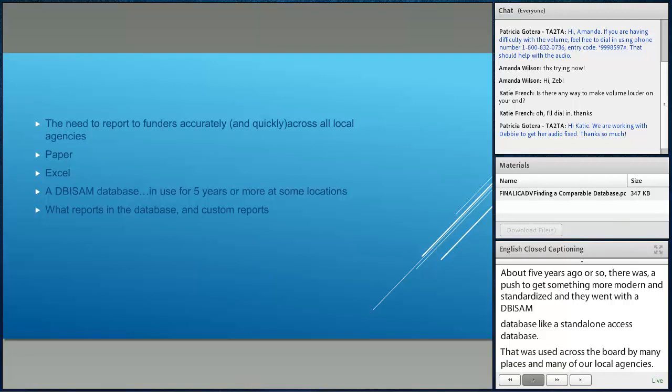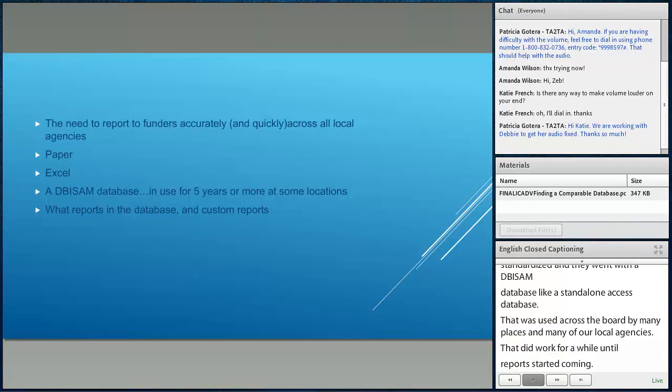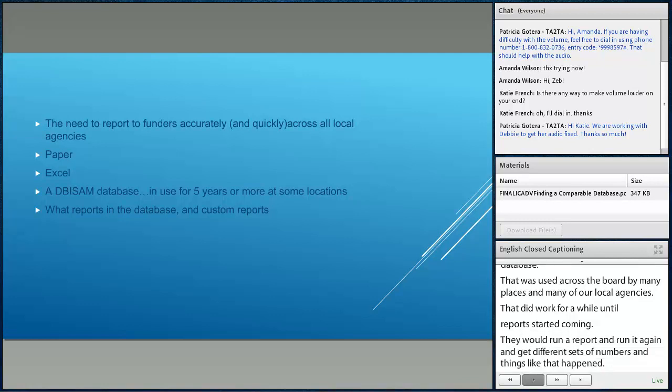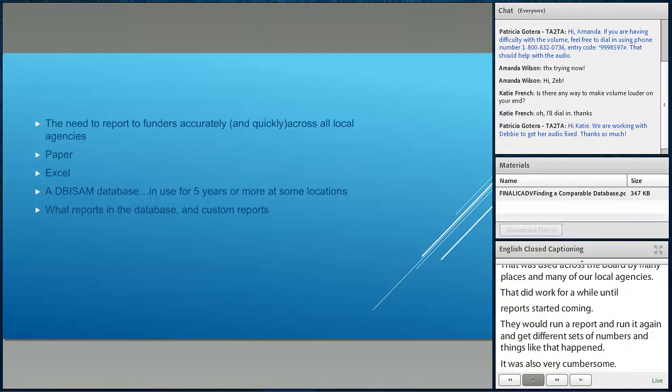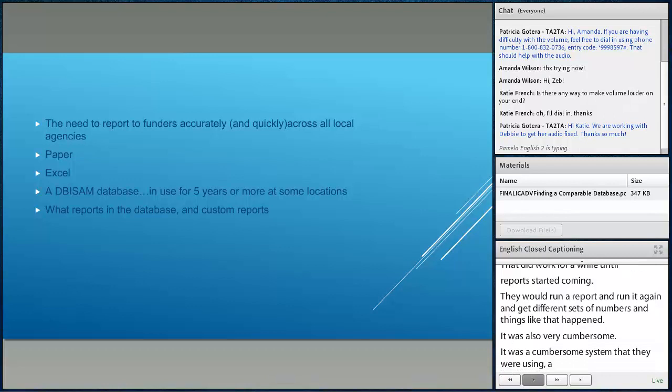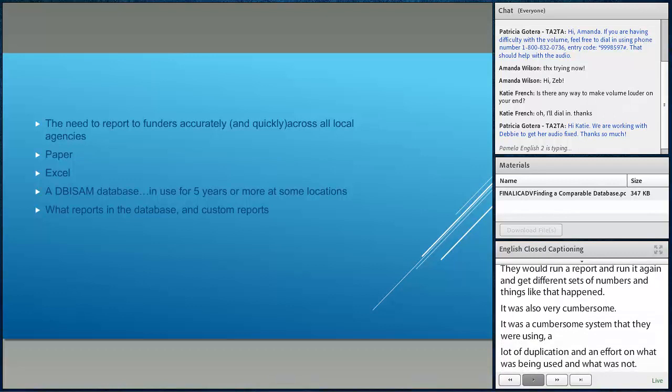They'd run a report and then run it again, and they'd get two different sets of numbers. Things like that happened. It was also very cumbersome, the system they were using, with a lot of duplication of effort to get into what was being used and what's not. So the whole point was to get something quickly, primarily quickly, that the advocates could put information in and get back to their real jobs, if you will.